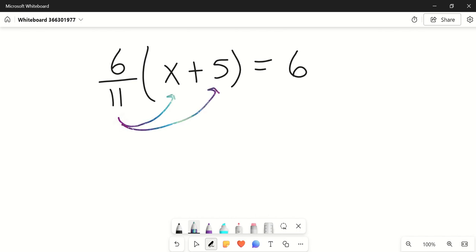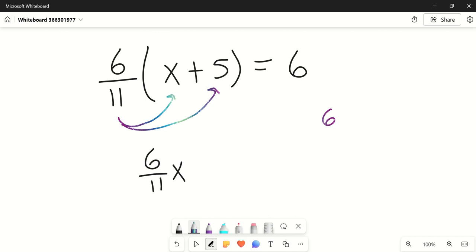Now, the first one's easy. If I multiply 6/11 by x, I'm not going to give you guys any more warnings. 6/11 times x gives me, everybody? Now, this is where this one gets a little bit more difficult. I have 6/11 times 5. I can only do that if both numbers are fractions.